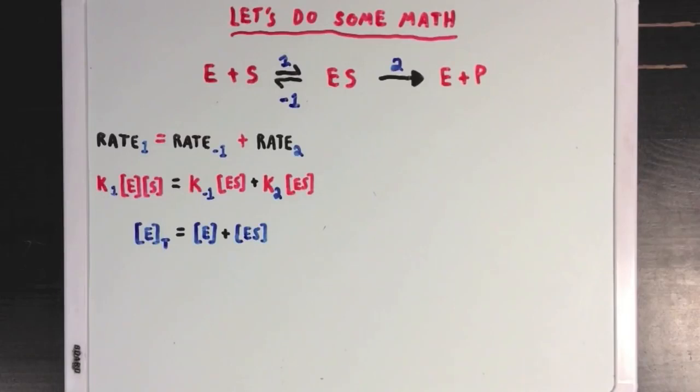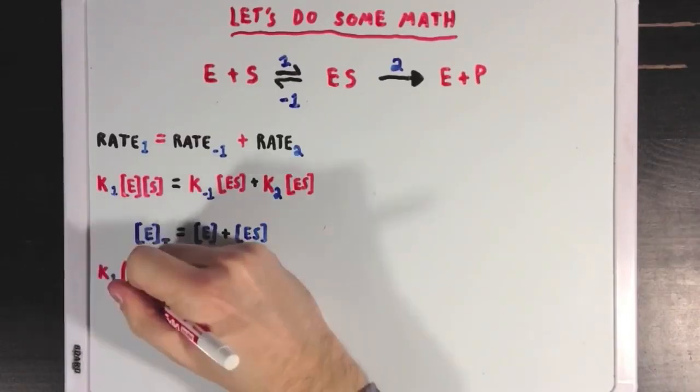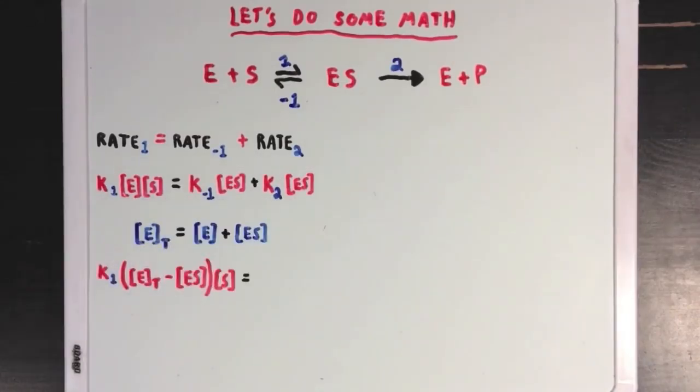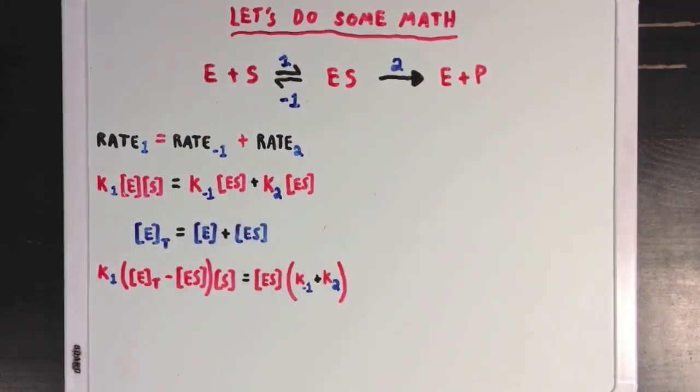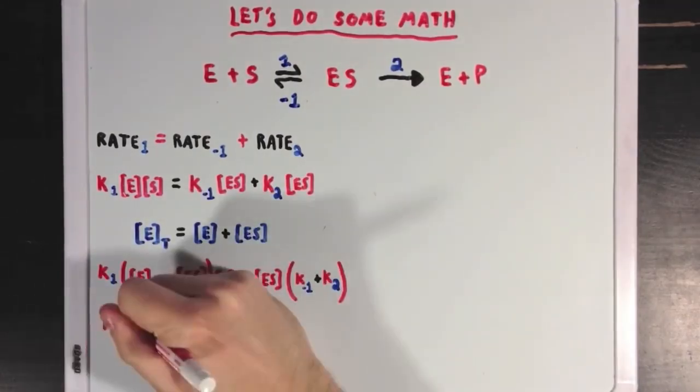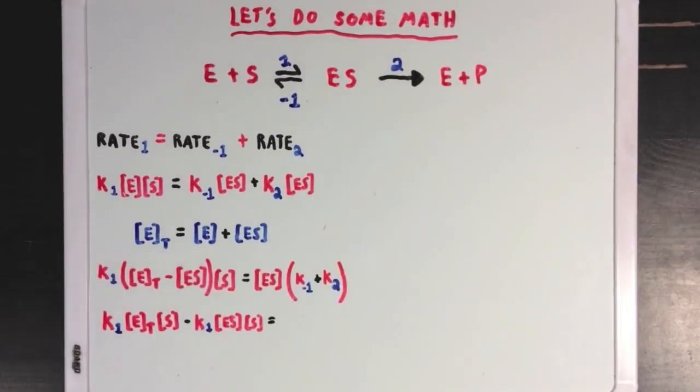And using this equation, I'm going to rewrite the E on the left side of our equation as the total E minus the ES, which would be equal to the E we had there before. On the right side of the equation, I've just factored out the common term ES. Next, I'm just going to expand the left side of the equation, so take a moment to look at that.